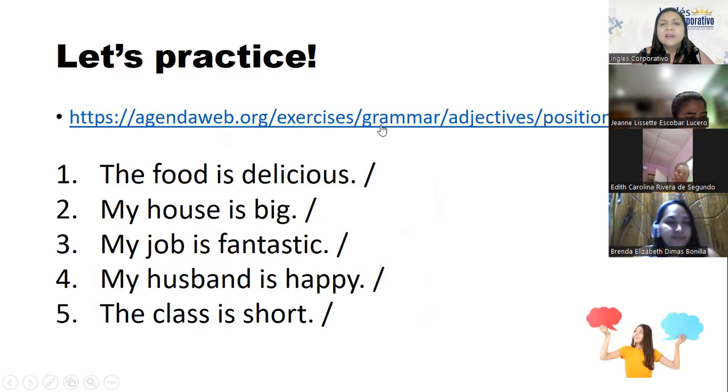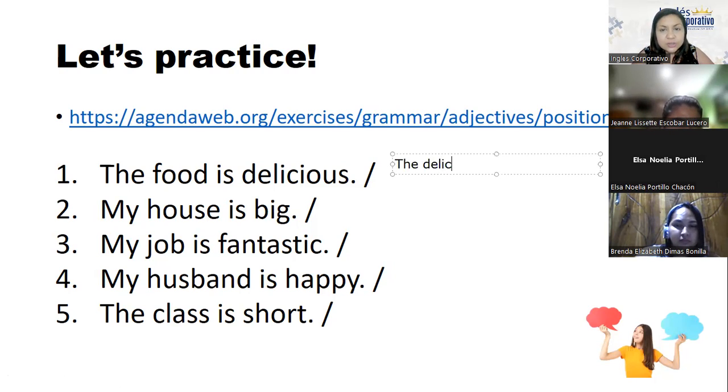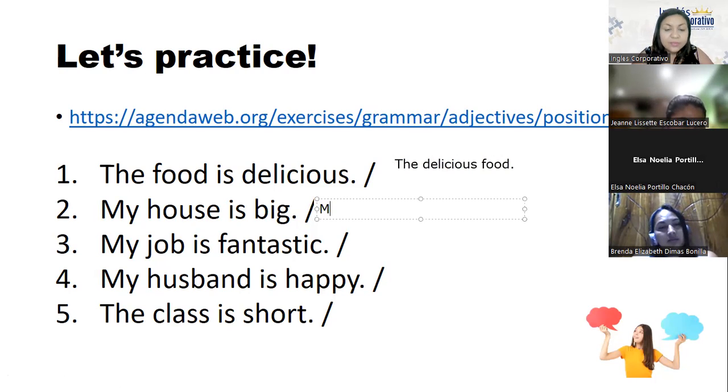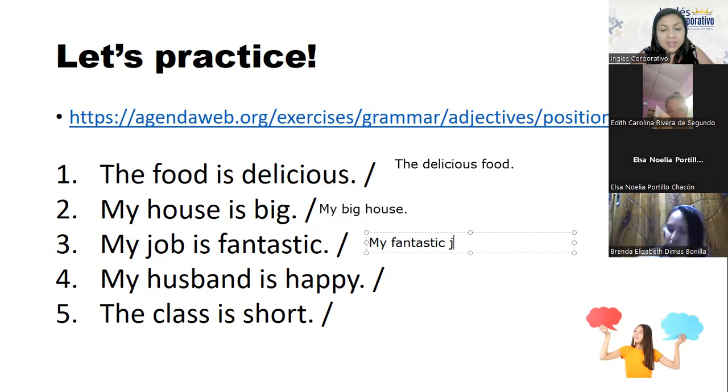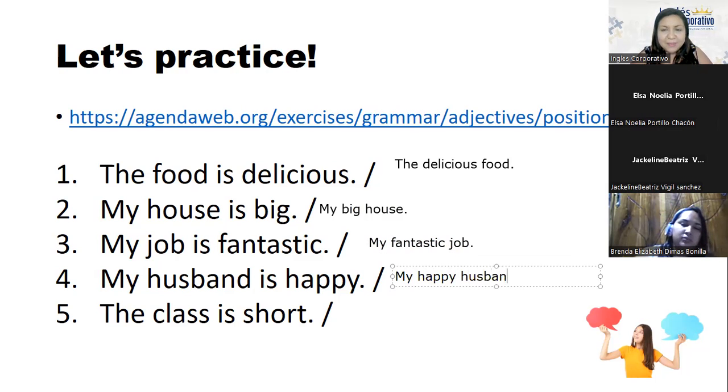Good. So here we have these sentences, and you are going to help me to make them the other way. For example, the food is delicious. ¿Cómo sería de la otra manera? The delicious food. Exactly. The delicious food. Okay, the next one. My house is big. My big house. My job is fantastic. My fantastic job. Okay, my husband is happy. My happy husband, okay. The class is short. The short class.